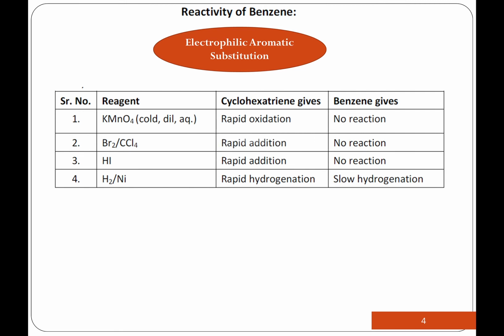So under electrophilic aromatic substitution, first let us discuss the reactivity of benzene as compared to its non-aromatic cyclohexatriene. Under KMnO4 oxidation conditions, benzene gives no reaction. Same happens for the addition of halogens, whether it is bromine, chlorine or HI, and same happens with the addition of hydrogen, that is the hydrogenation under catalytic conditions, which is quite sluggish.